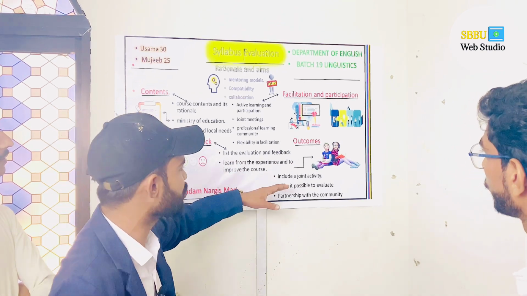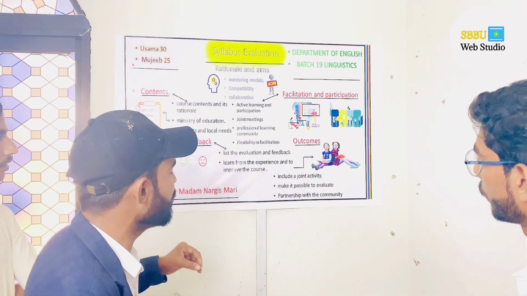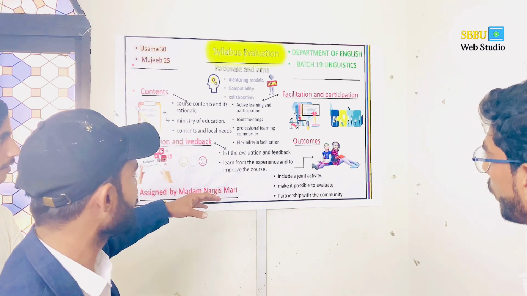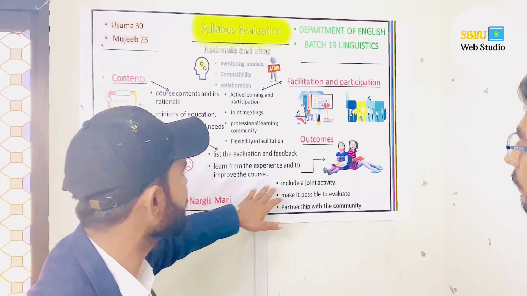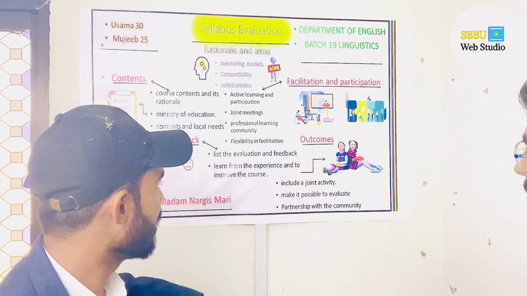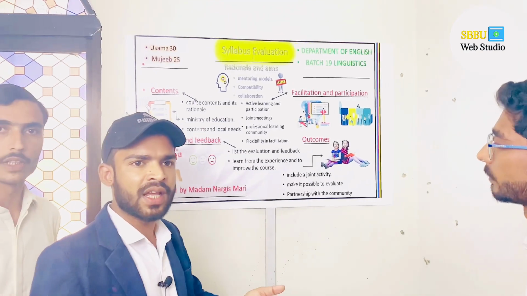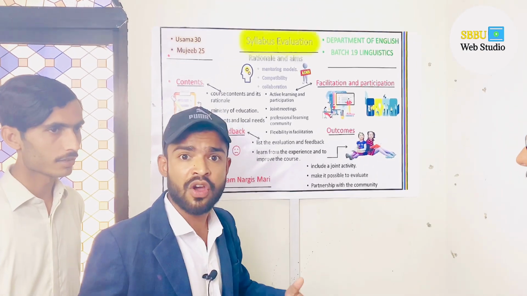Learn from the experience to improve the course. You need to improve your course. You learn from your experience. And the second point is outcomes. At the end of the course, what are the outcomes? How can you evaluate them? Get the outcomes from the students.